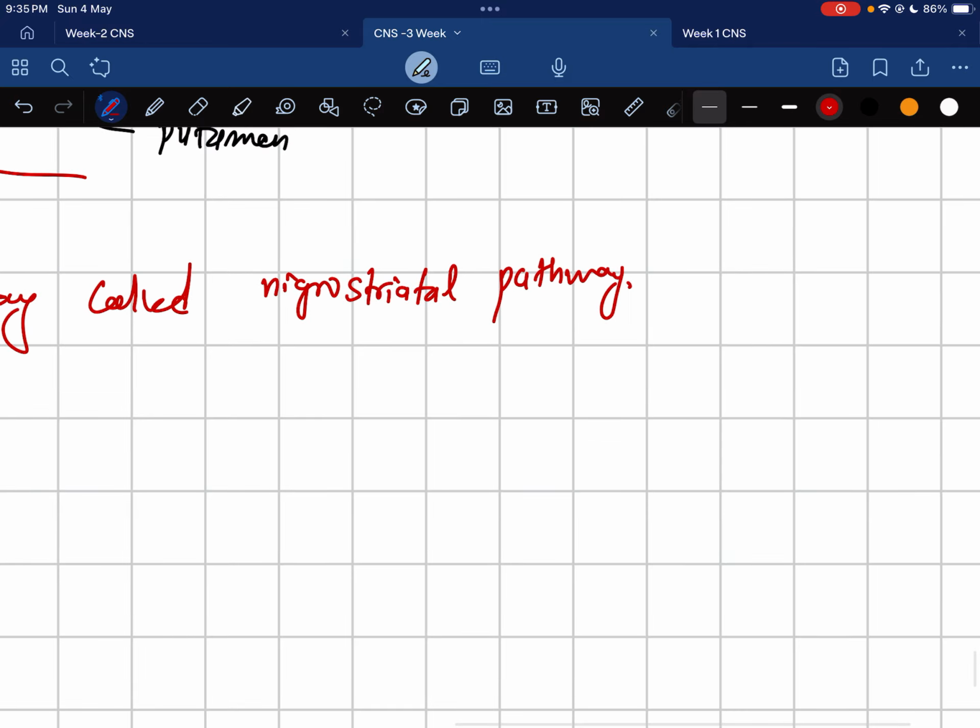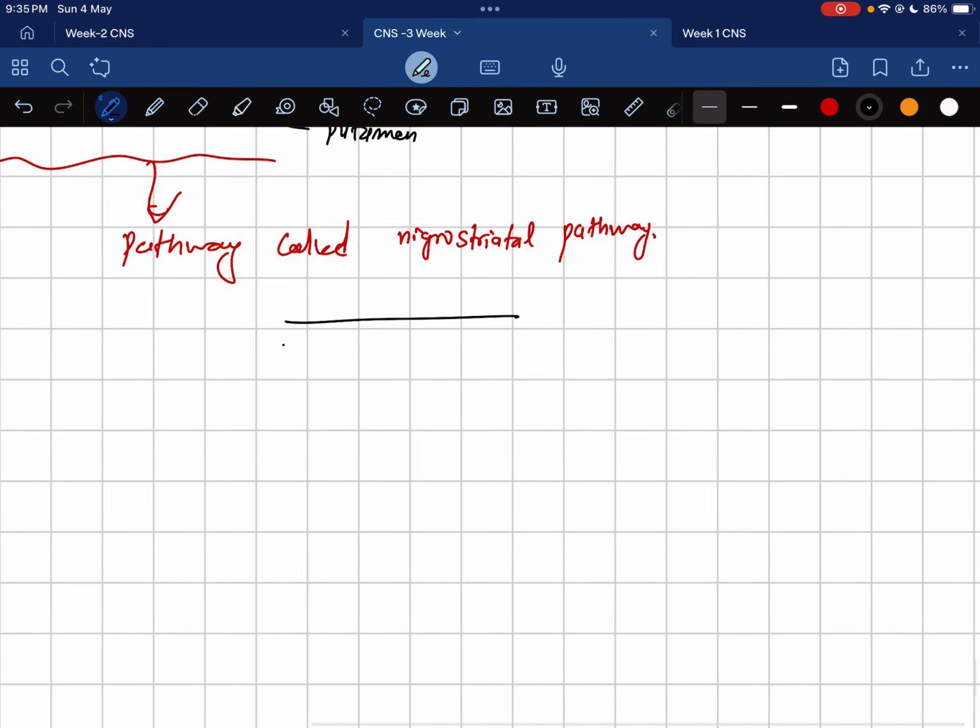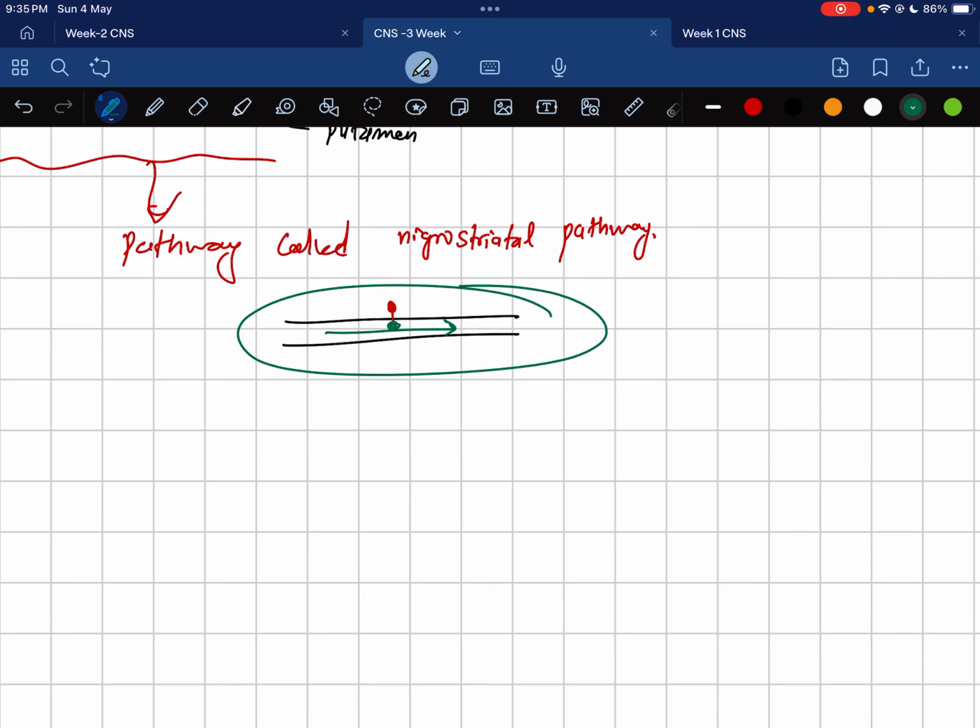It's like an express highway. When dopamine is released, it's like a green signal: the signal turns from red to green, it passes, and the function goes on. So this pathway is like an express highway.